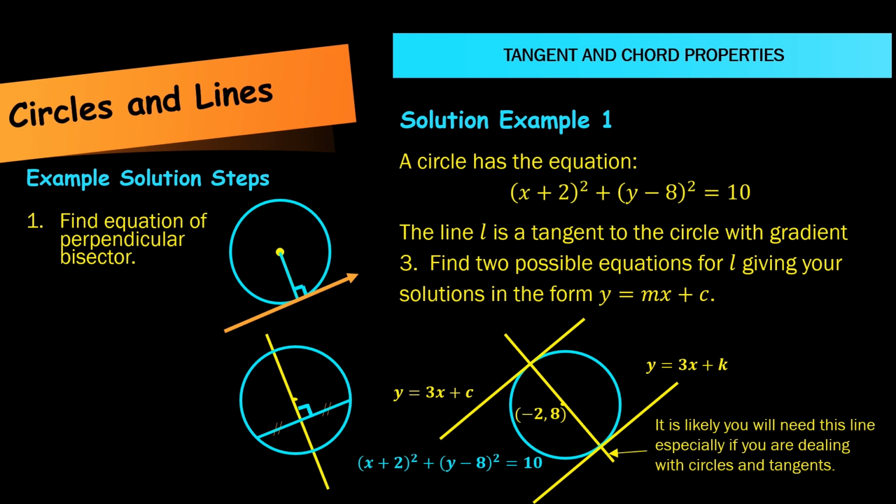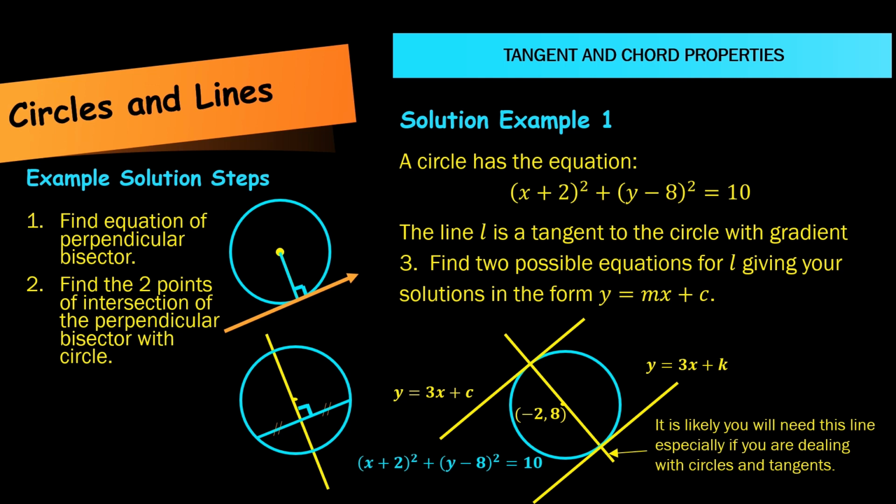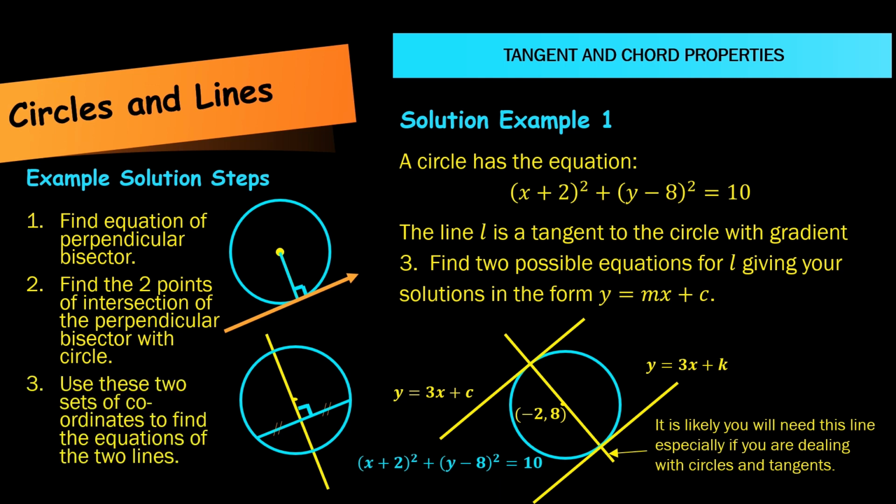Let's now look at the steps we need to work through this problem. First, find the equation of the perpendicular bisector. We can do this as we have the coordinates of the centre of the circle which the line passes through. Then find the 2 points of intersection of the perpendicular bisector with the circle. And finally, use these two sets of coordinates to find the equations of the two tangents.